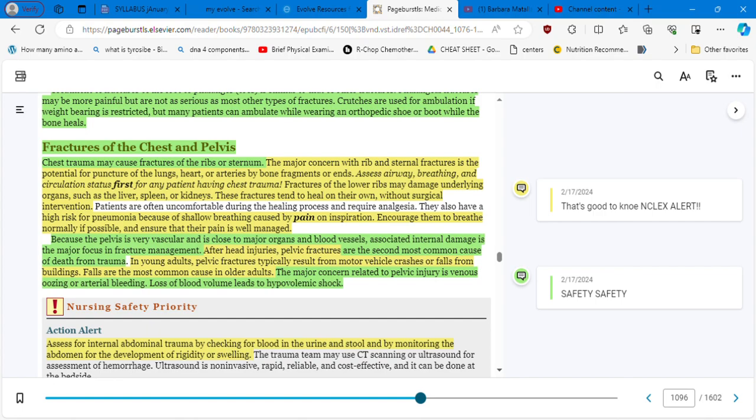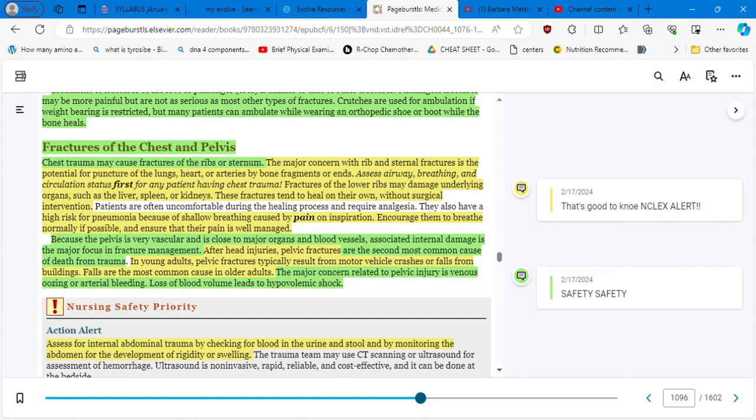Let's start with fractures of the chest and pelvis. Chest trauma may cause fractures of the ribs or sternum, right? The major concern with rib and sternal fractures is the potential for puncture of the lungs, heart, or arteries by bone fragments or ends. So this is important. If we know our anatomy and physiology, we can think about what structures around the fracture or the trauma are at risk. In this case, the lungs, heart, and arteries.